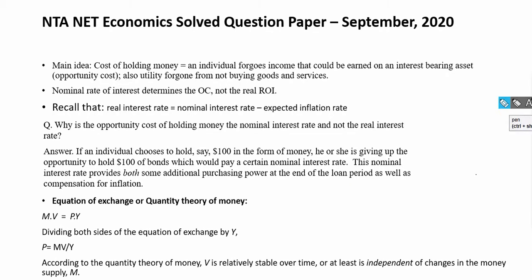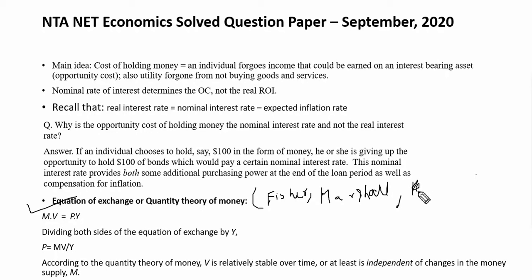Now we can relate this with the quantity theory of money as given by Fisher and also Marshall, and also expanded by Keynes and others. There were many economists who expanded this quantitative theory of money. It's very important in macroeconomics. Now the main equation is MV = PY.